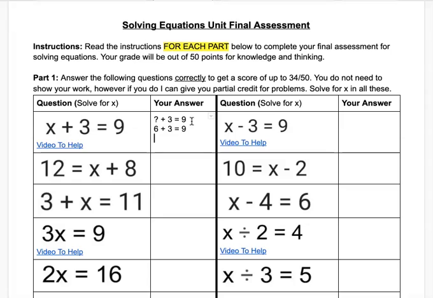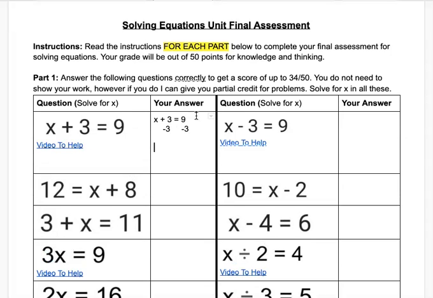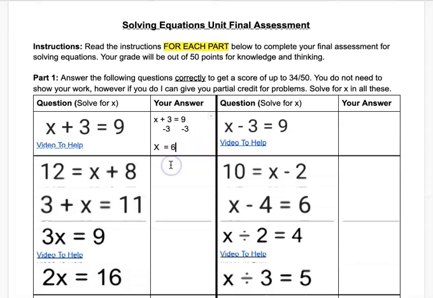Or you can set it up and do the one-step equations by doing the opposite of what's there. So subtracting 3 from both sides, you'll be left with x on that side, because the plus 3 minus 3 cancel, equals 9 minus 3 is 6. So x equals 6 would be our first answer.